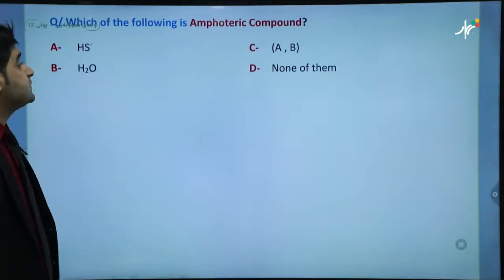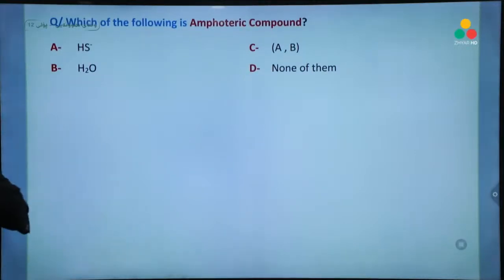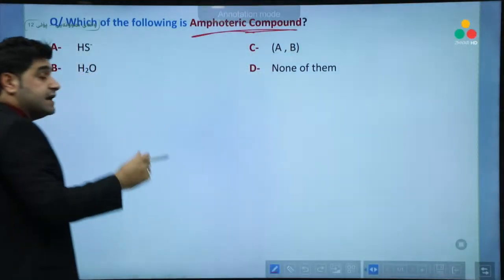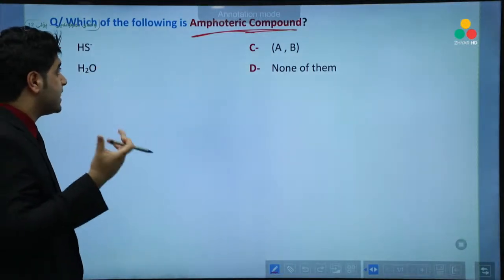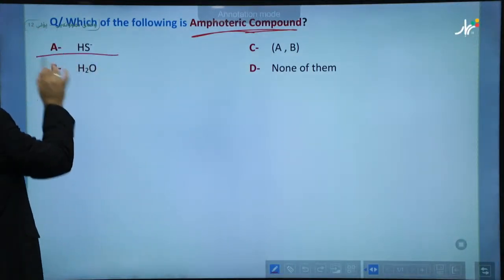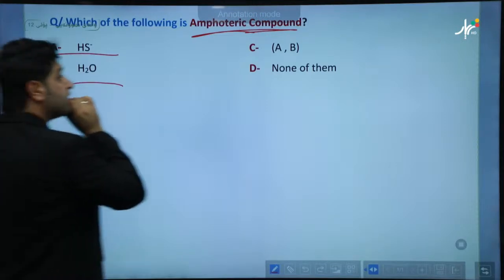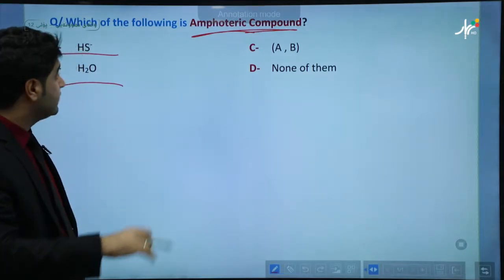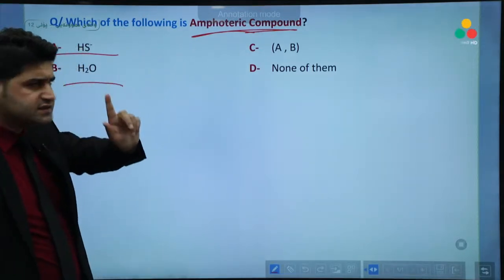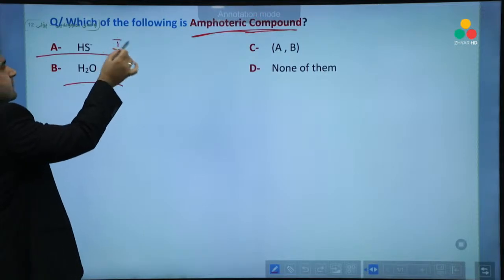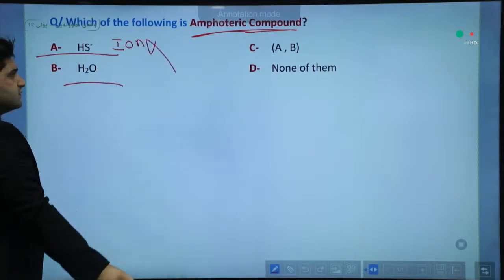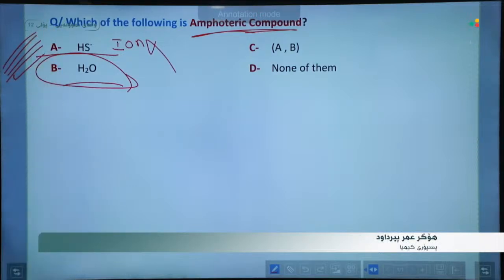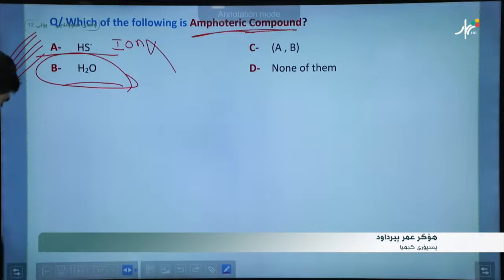Again, which of the following is an amphoteric compound? We should have amphoteric and a neutral, uncharged compound. H2 is amphoteric. Well, the right answer is C. No, it's not C. Don't be in a hurry. Wait. Amphoteric compound. The other one is an amphoteric ion. So it doesn't fit. H2O is an amphoteric compound. The right answer is H2O.